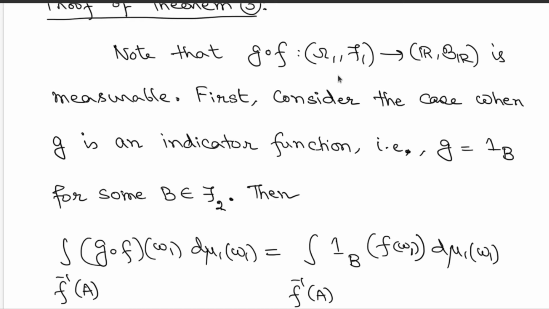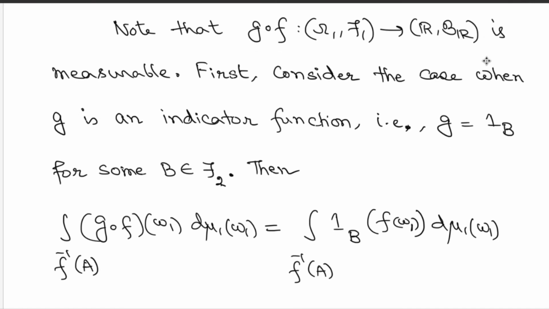So g composition f here is defined on the domain omega 1 with the sigma field script F1 and the range as the real line together with the Borel sigma field. Alright, now what you want to show is that the appropriate change of variable formula or change of measure formula holds. To do that, we follow our familiar approach. We want to prove it for indicator functions first, and then take it over by linearity to simple functions, by limiting arguments to non-negative measurable functions, and then finally by linearity to general measurable functions. So let's verify the equality when g is an indicator.